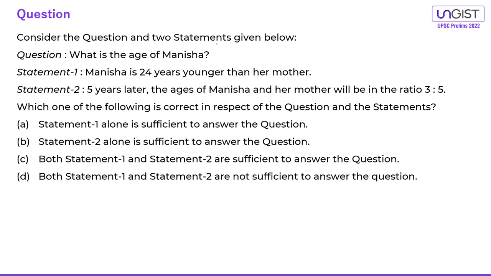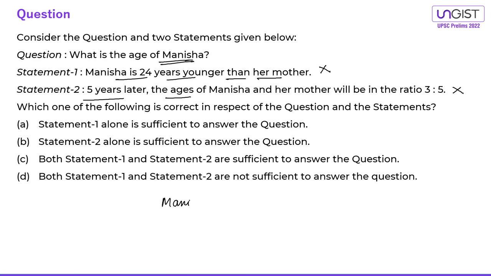Consider the question and two statements given below. Question: what is the age of Manisha? Statement number one: Manisha is 24 years younger than her mother. Statement number one alone is not giving you any clue about the present age of Manisha. Statement number two: 5 years later, the ages of Manisha and her mother will be in the ratio 3:5. Statement number two alone is also not giving you any clue about the present age. But when we club these two statements together, you can find the answer.